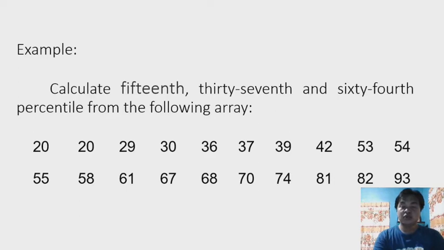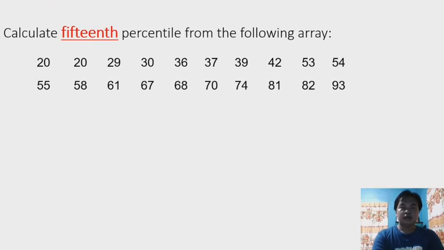So we are going to use the formula. First, calculate 15 percentile from the following array. We are going to use this formula because we are going to calculate 15 percentile. So P15 is equal to 15 times n plus 1 over 100.